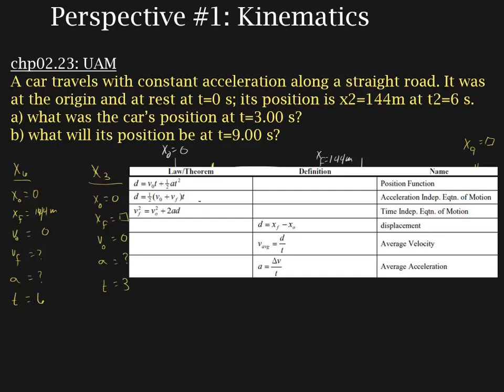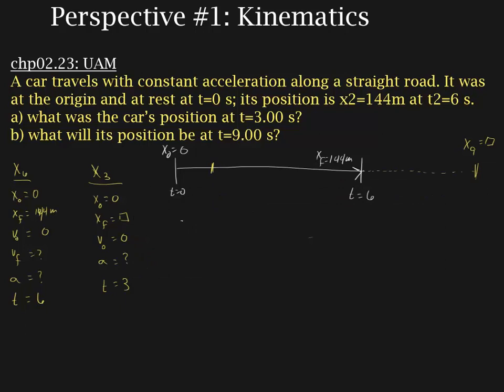The acceleration independent equation probably wouldn't work so well because it doesn't have acceleration in it. And the velocity or time independent equation, again, that's not a really good one because we don't know v final. When we look at our definitions, the only equation that would make any sense is the equation for average acceleration, but again, we don't know v final. So it would appear, at least on the surface, that the best equation to use is the position function.